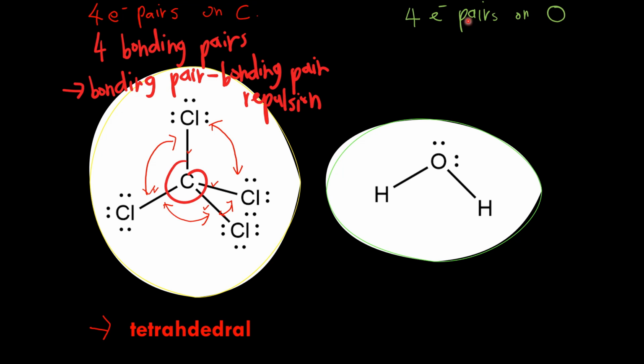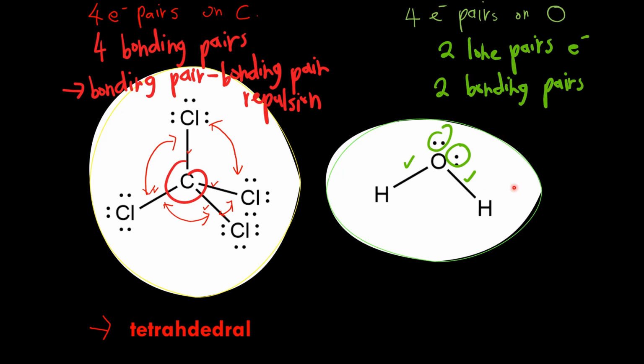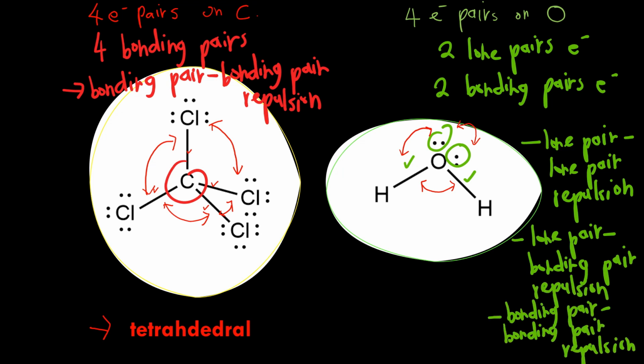In the water molecule, oxygen also has 4 electron pairs on the central atom, but the electron pairs are divided into 2 categories. They are lone pair electrons and bonding pair electrons. So, by having lone pairs and bonding pairs, the water molecule will experience 3 types of repulsion forces, that is lone pair repulsion, lone pair bonding pair repulsion, and bonding pair repulsion. According to the strength of repulsion by VSEPR, lone pair repulsion exhibits the greatest repulsion force, followed by lone pair bonding pair, and lastly the weakest one is bonding pair repulsion.